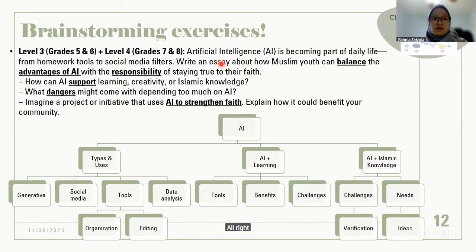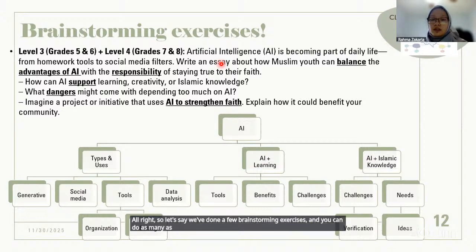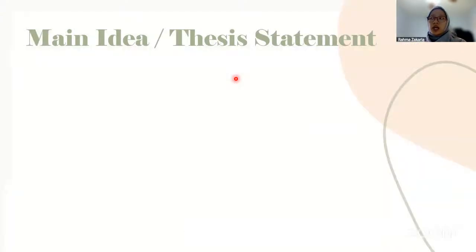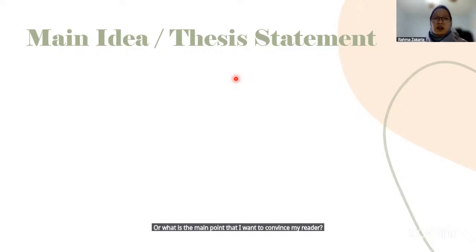All right. So let's say we've done a few brainstorming exercises, and you can do as many as you can, the better, to get more ideas out. Then, once we have a lot of different ideas, let's look through them, and then we want to think, what kind of story do I want to tell? Or what is the main point that I want to convince my reader about? So here is where we think about our main idea or thesis statement.